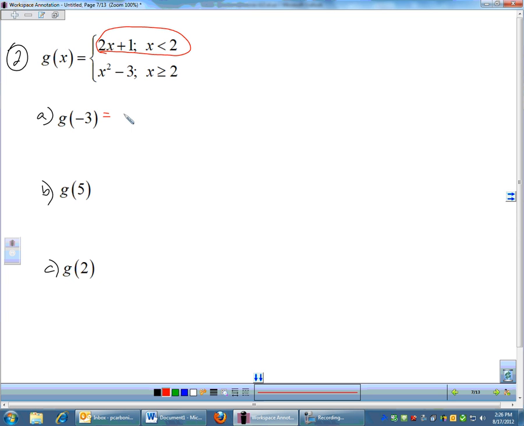Then I'll plug in -3 for the x up there. 2 times -3 plus 1, because -3 does fall on that interval. See, 2 times -3 is what? -6 plus 1 is -5. There's your answer.